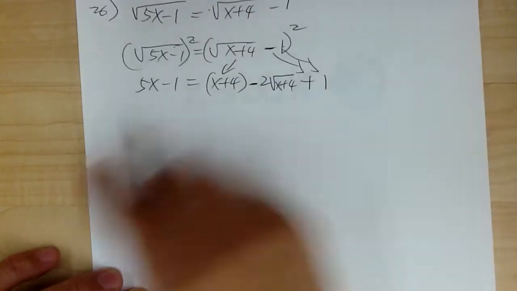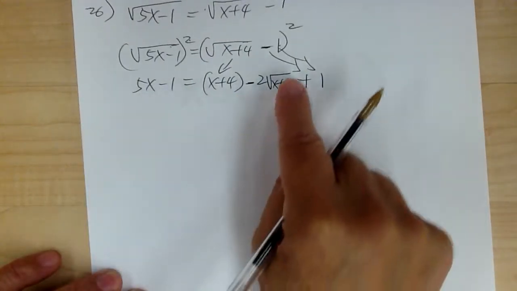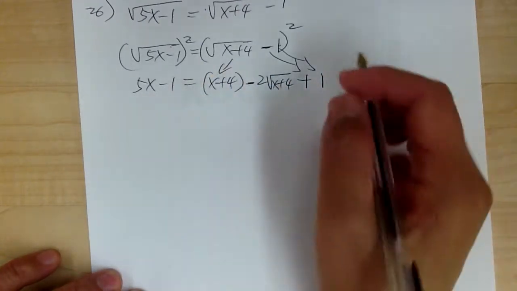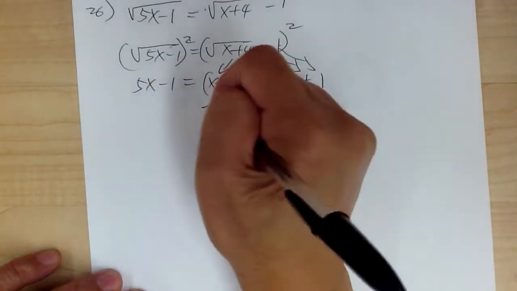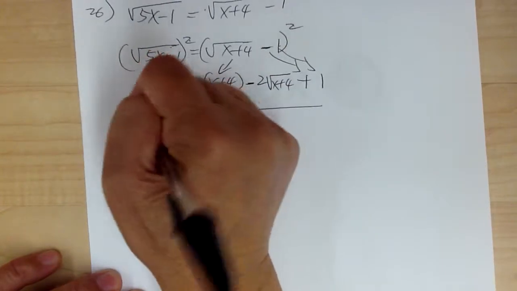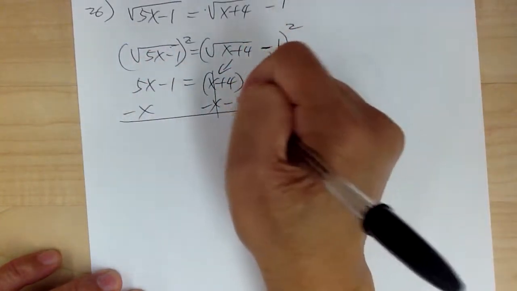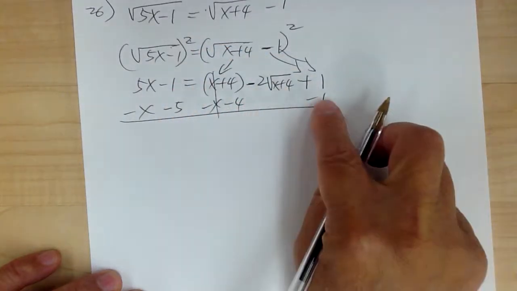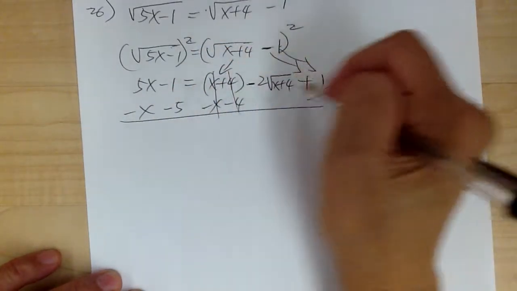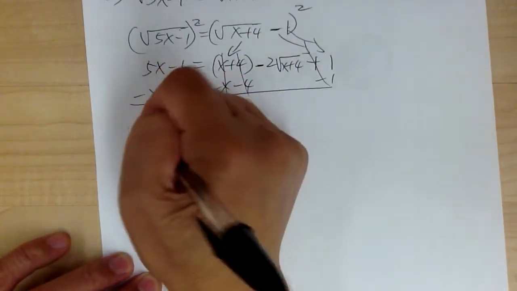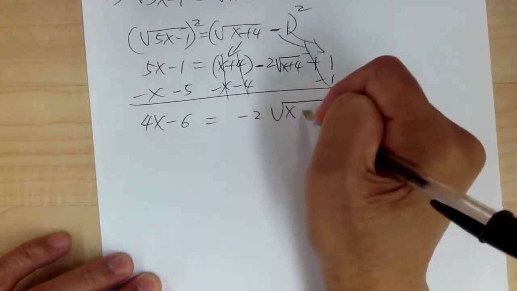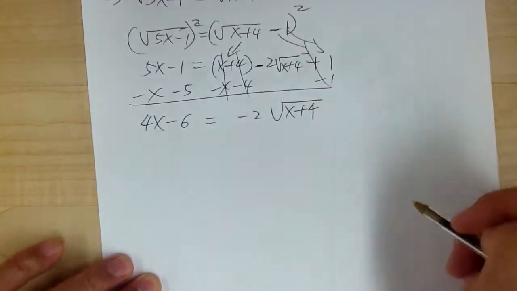Okay? So again, right now the square root is over here, so I need to get rid of all this extra stuff. So I'm going to move all the things over. So minus x, so this cancel out. I need to minus 4, minus 1, so total minus 5, right? Minus 4 minus 1 is minus 5. So this will all cancel out. So I get 4x minus 6 equal to negative 2 square root of x plus 4.